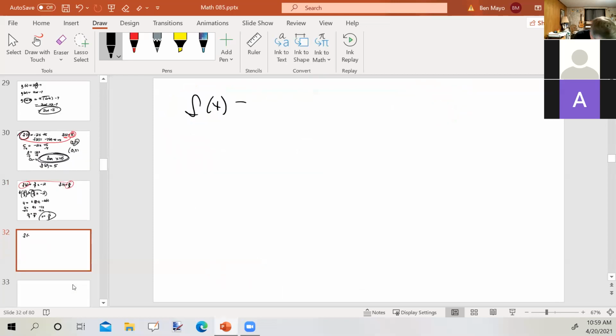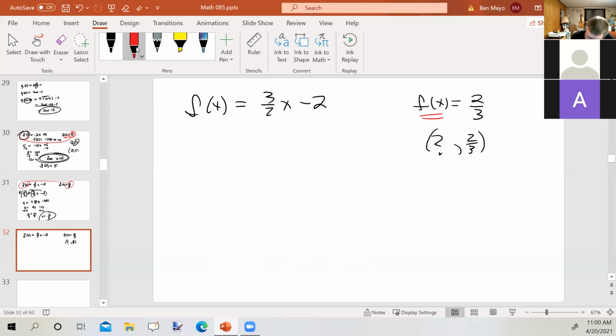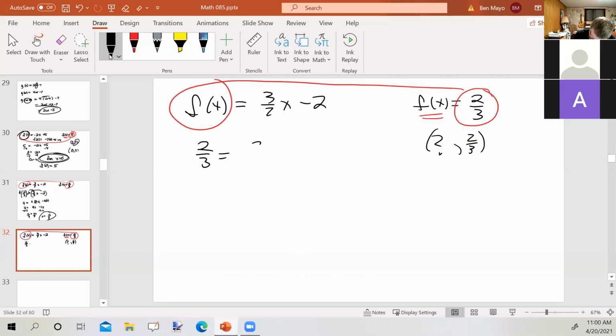We've got f of x equals 3/2 x minus 2. And we want to know for what value of x does f of x equal 2/3. So it's like we're completing the ordered pair, x comma 2/3. What is the x value? Again, let me remind you that f of x is another name for y. So all of this goes over here and replaces f of x or y. So now we've got 2/3 equals 3/2 x minus 2. Are you okay up to there?